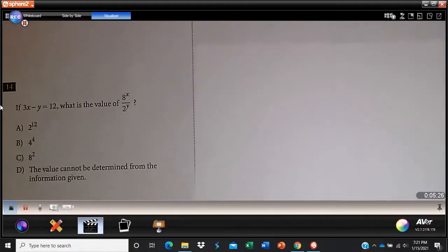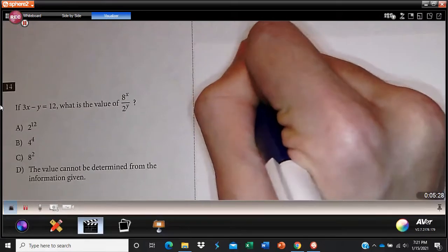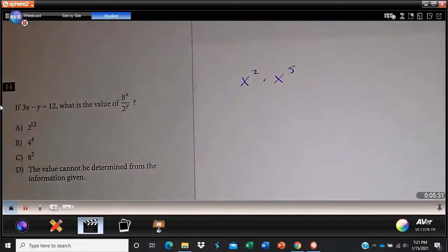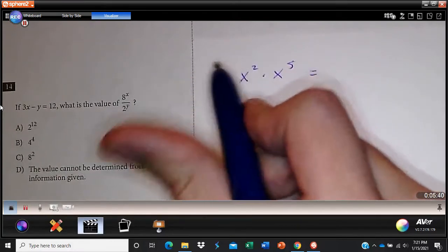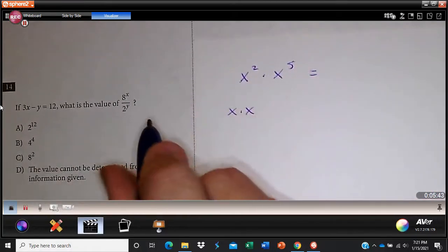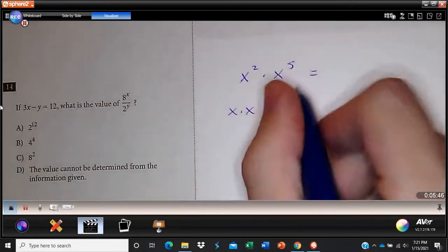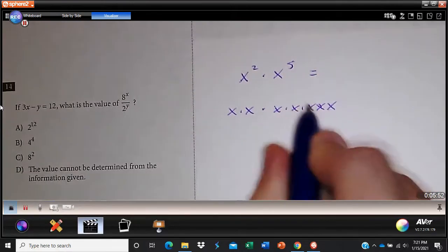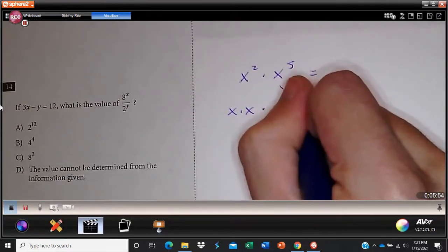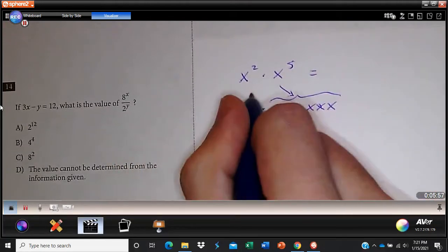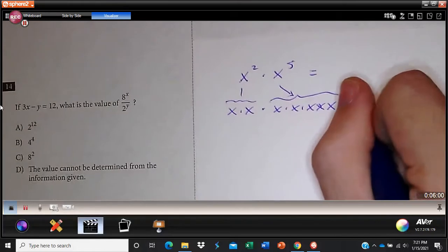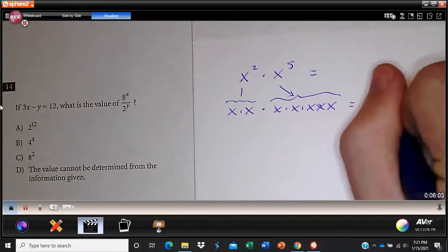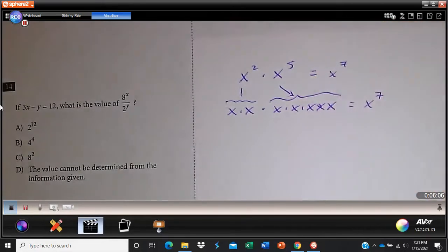So the rules are, if you have cases like x to the power 2 times x to the power 5, so what would that be equal to? Well, let's actually write this out a little differently. X to the power 2 is just x times x, because that's what squaring a number literally means. And x to the power 5 is 5 x's: 1, 2, 3, 4, 5. So really we have 7 x's being multiplied together, so this would be x to the 7th.